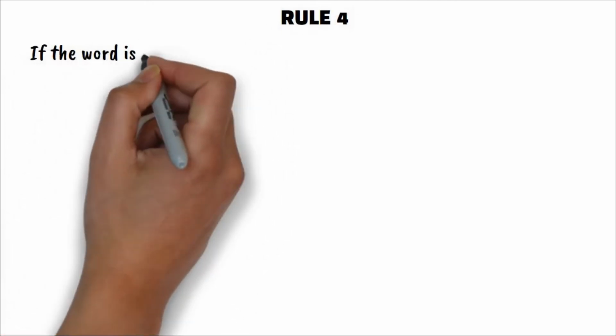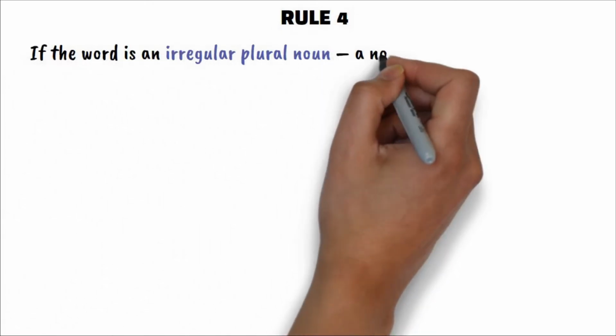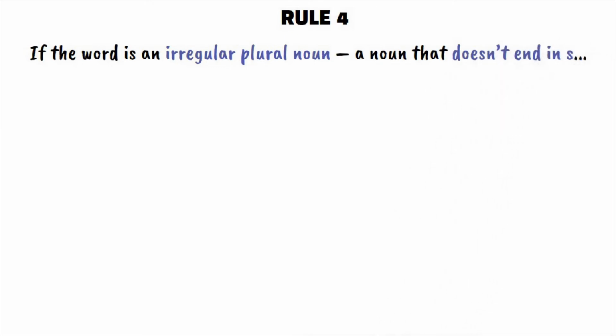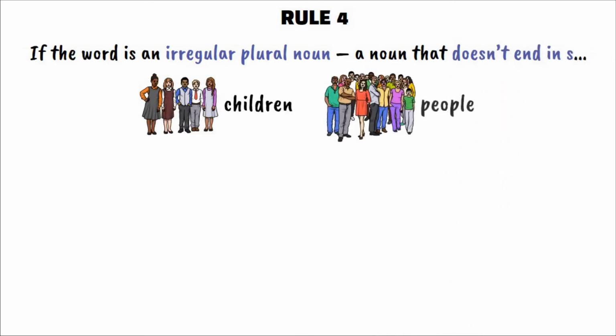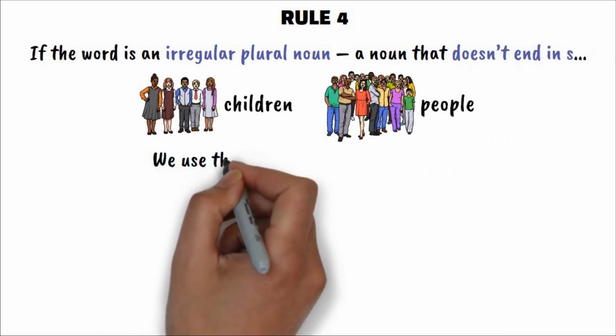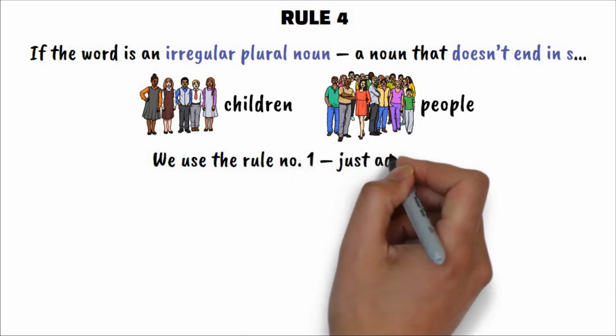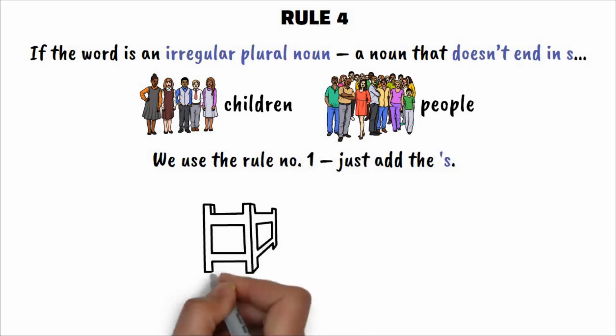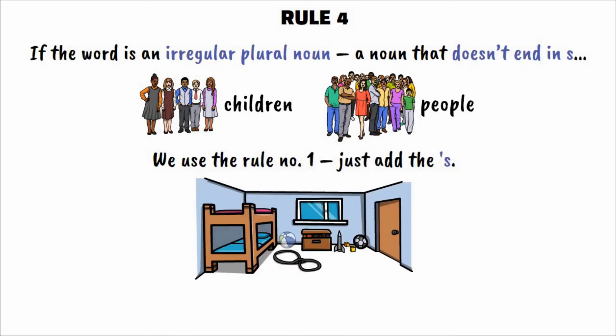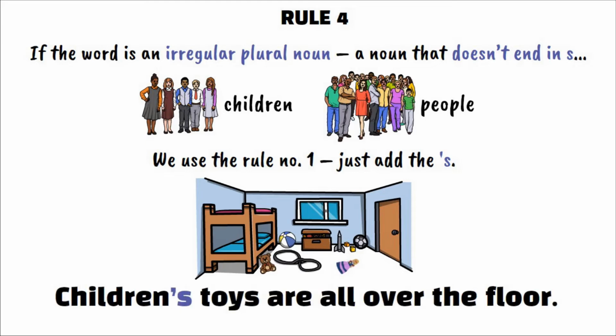Rule number 4. If the word is an irregular plural noun, a noun that doesn't end in S, like children or people, then we use rule number 1. Just add the apostrophe S. For example, children's toys are all over the floor.